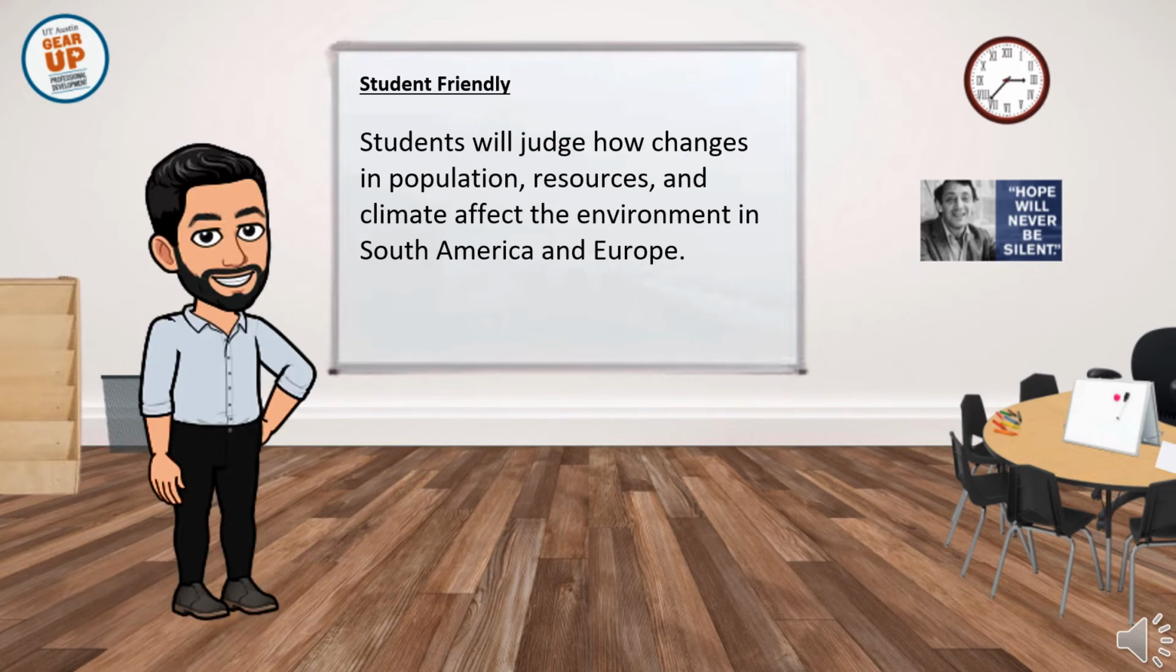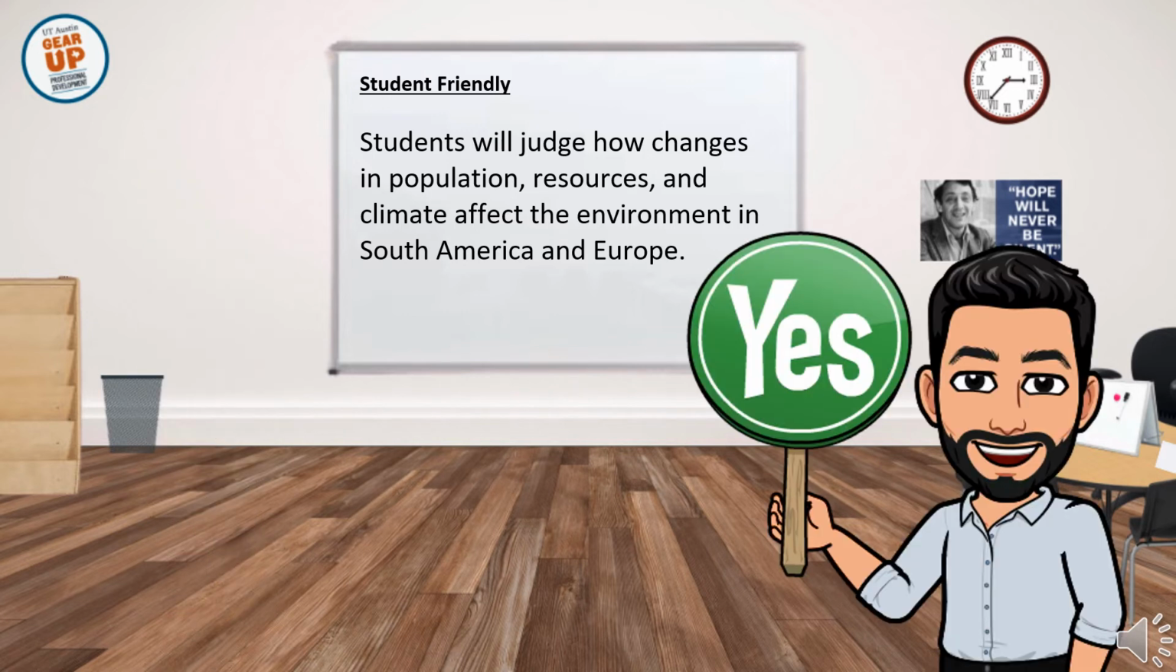Here's another potential objective. Students will judge how changes in population, resources, and climate affect the environment in South America and Europe. This objective contains the key ideas and terms in a student-friendly language and is more accessible to students. This objective meets our student-friendly criteria and is now an effective objective.